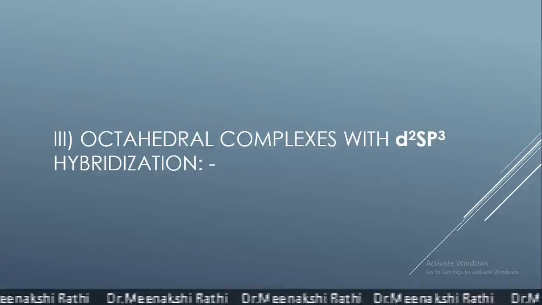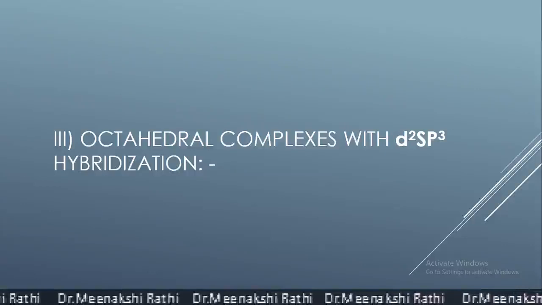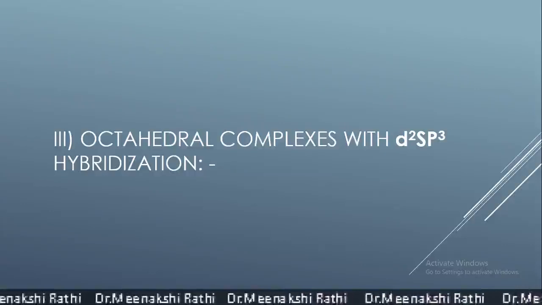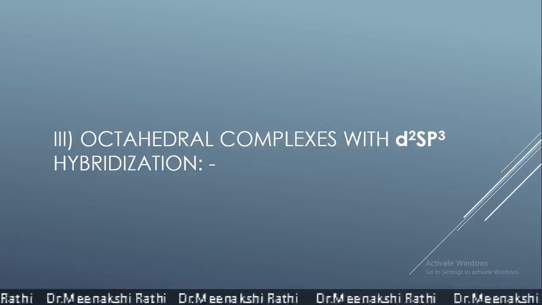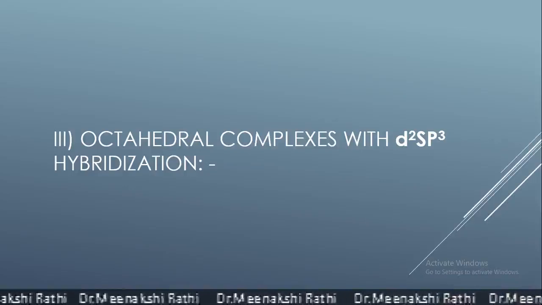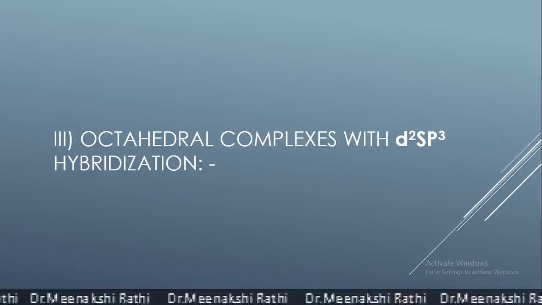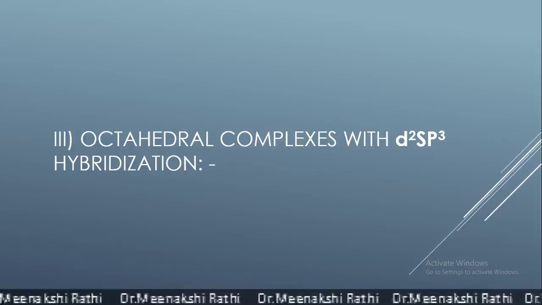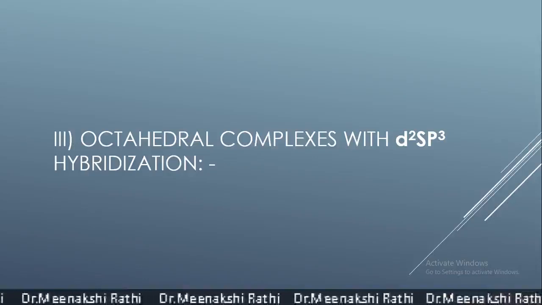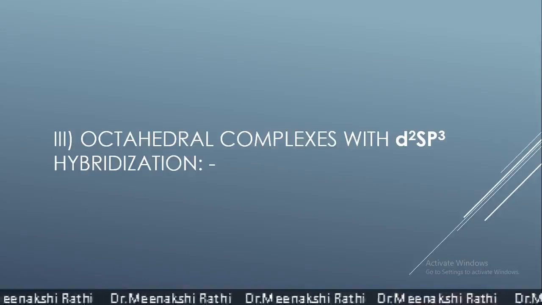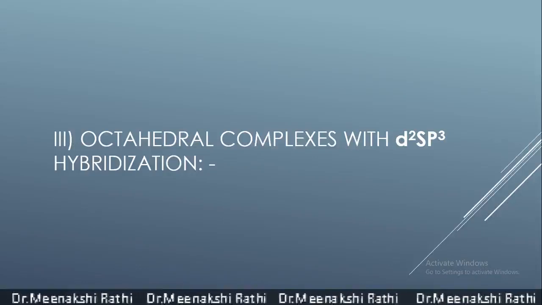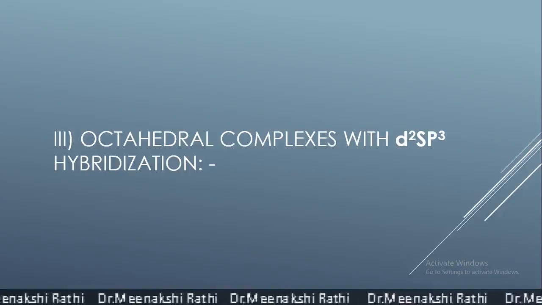Let's begin with the octahedral complexes. Octahedral complexes are formed by d2sp3 or sp3d2 hybridization of the metal atom or ion. First, we will discuss d2sp3, which are also called inner orbital complexes. And why are they called inner orbital complexes? Let's see.